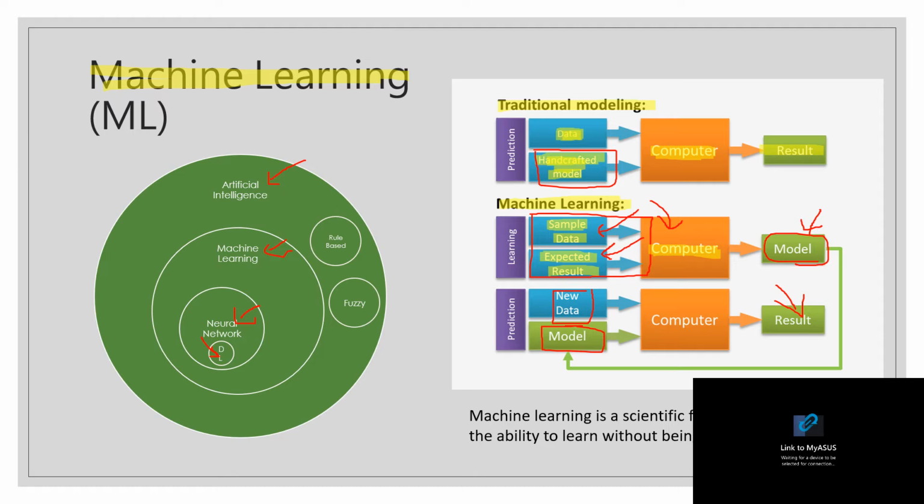It is a scientific approach, an algorithm that provides the computer the ability to learn without being programmed directly. That means you do not need to build your if-then-else; the computer helps you to build the if-then-else cases. So this is machine learning, ML.